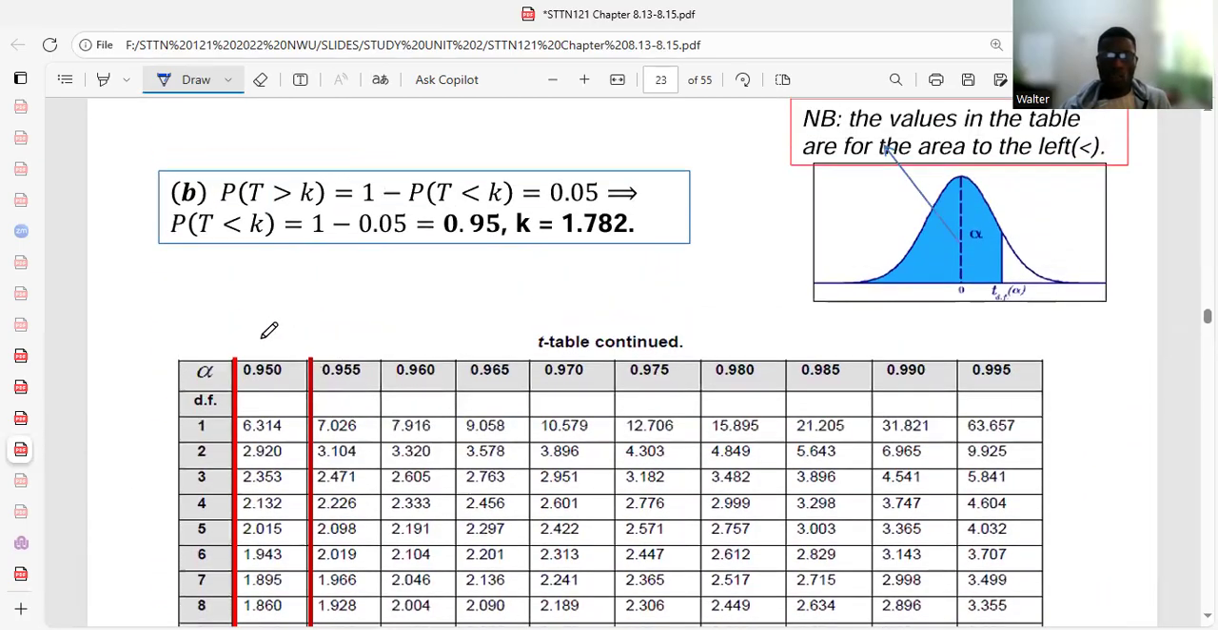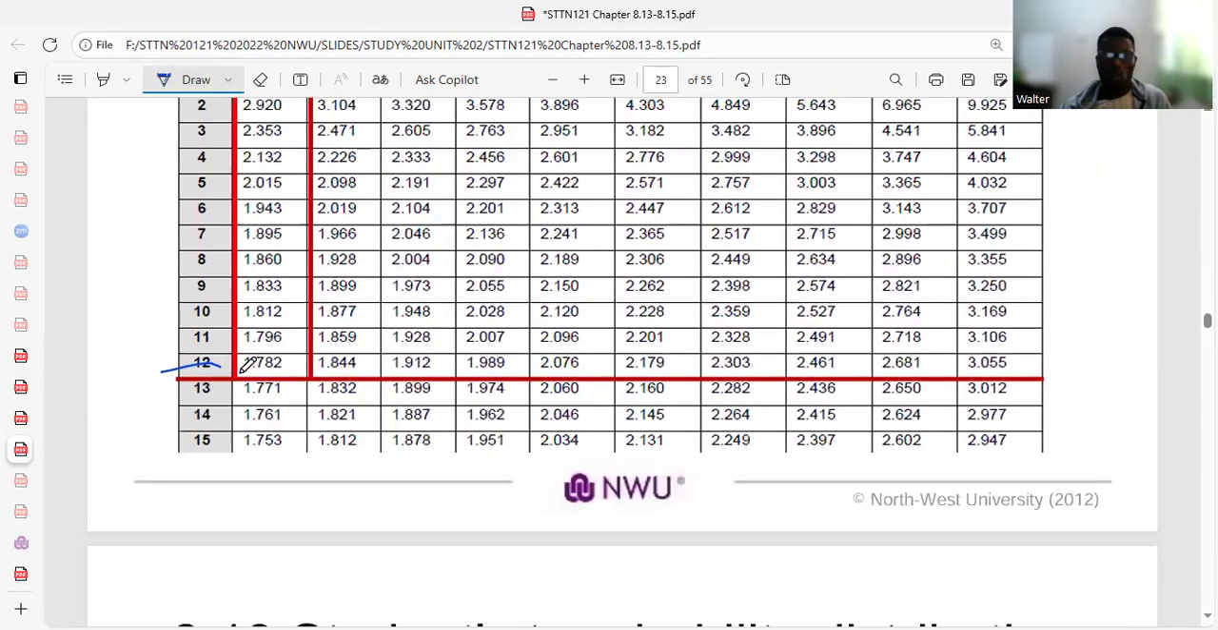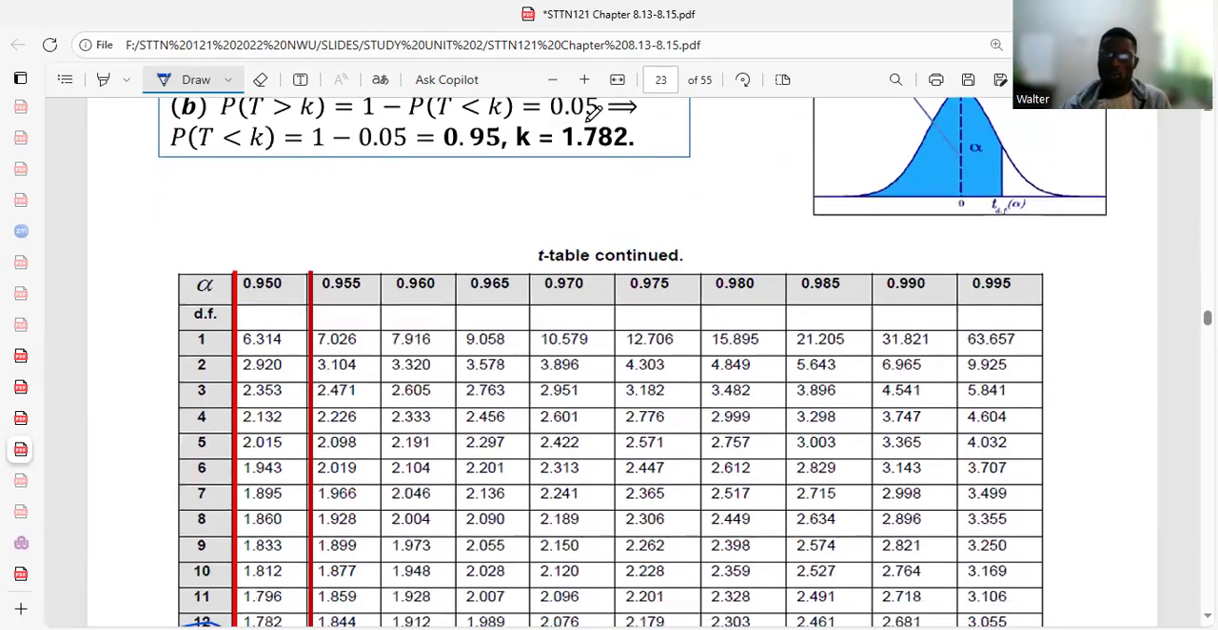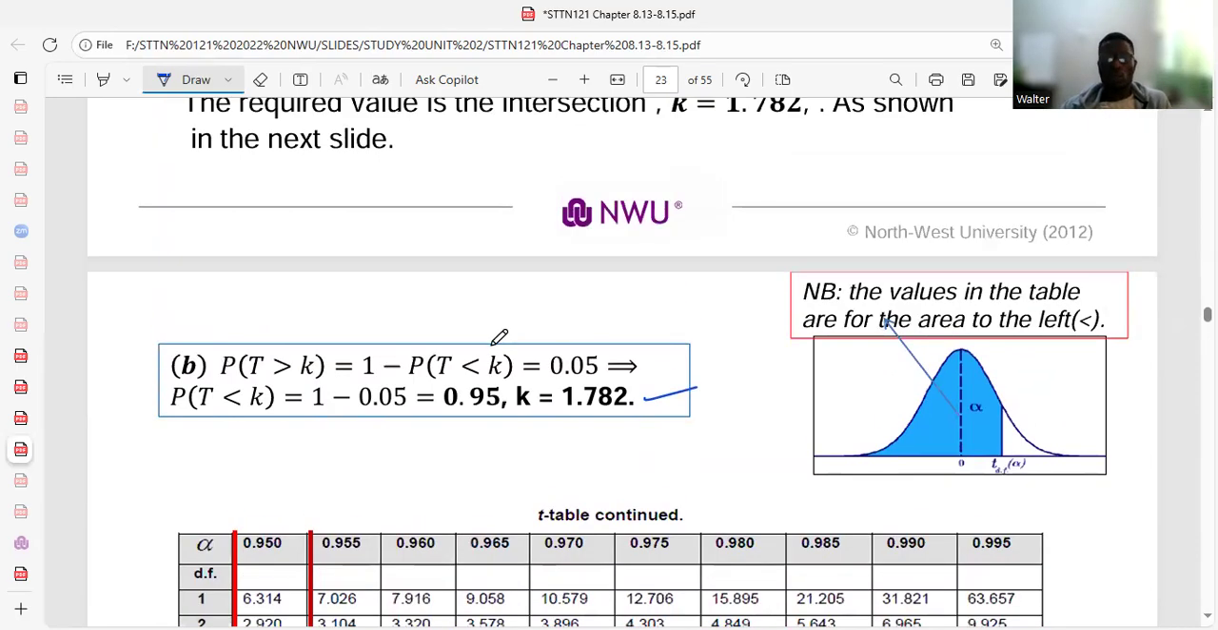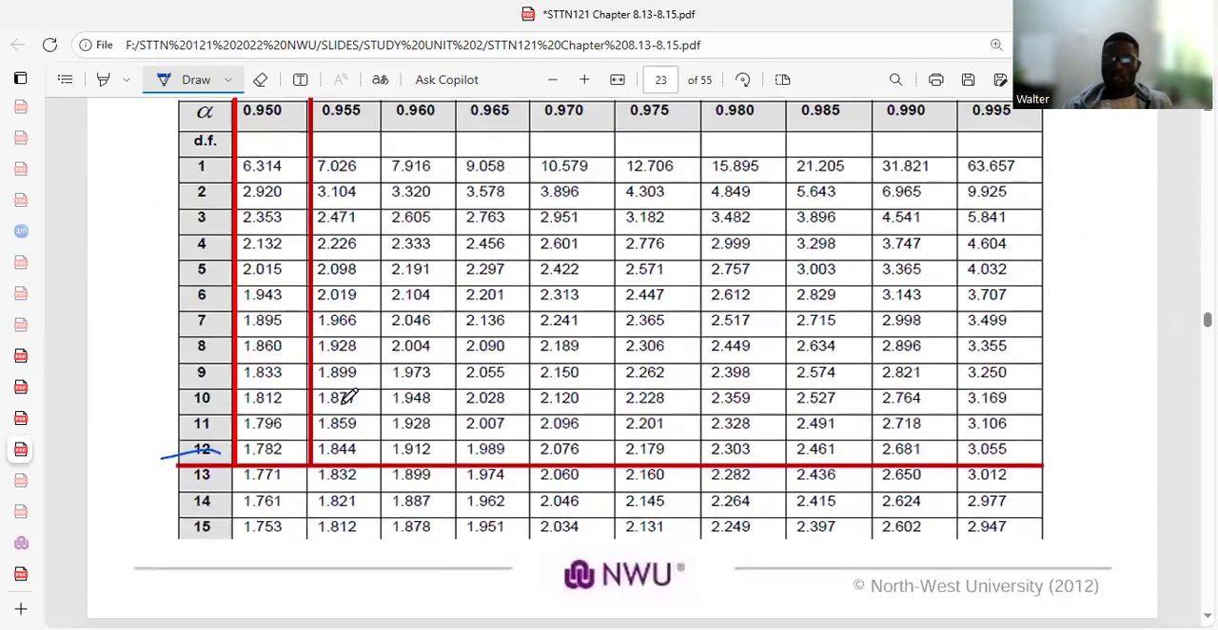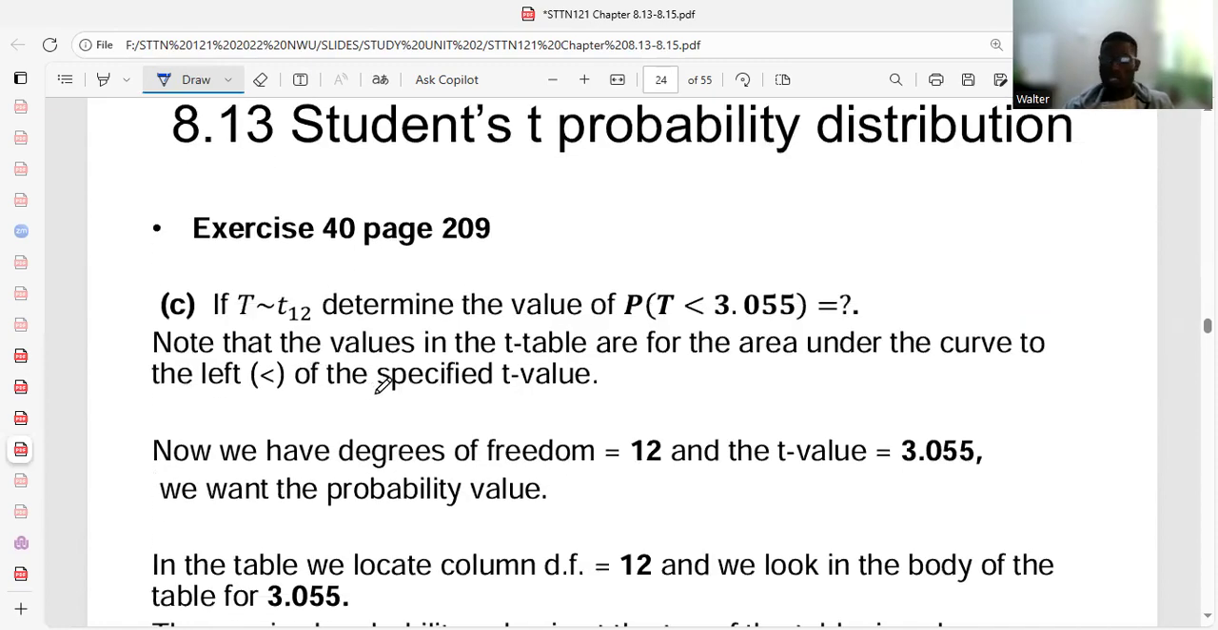And you go and check 0.95. The values will always be there, they're the probability. 0.950 is the same as 0.95. And then they correspond with what? 1.782. Then there, you're going to get it, 1.782. This is only if they give you the probability value and want you to find the unknown, which is K. That's how you do it. So you can now see that the student T distribution is easy.